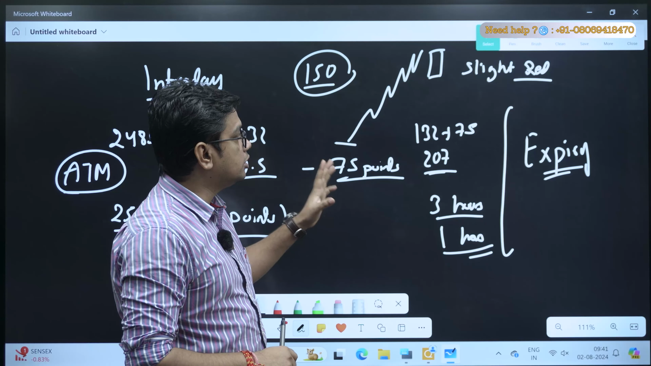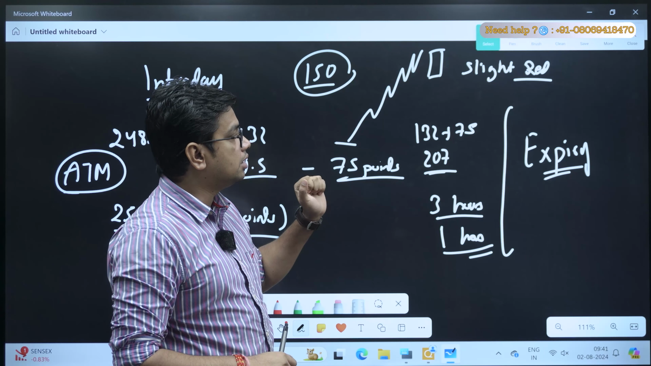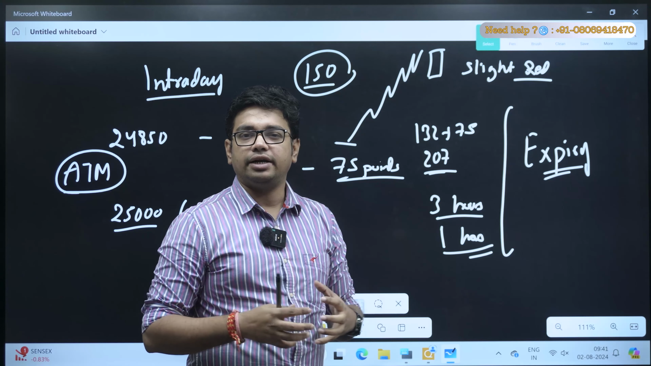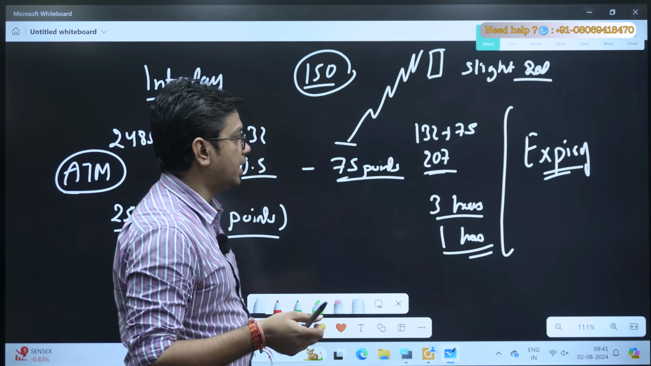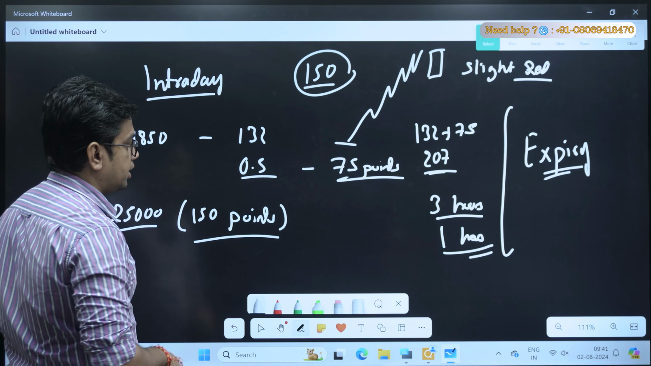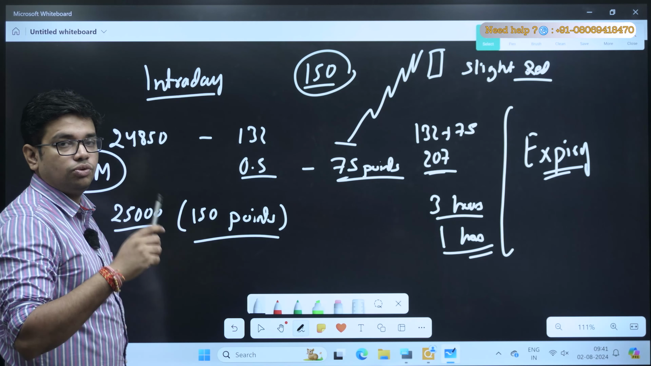Here the trailing stop loss, the trailing profit, will be very complicated. You can see it is difficult on the expiry or before the expiry. So this is how you are going to take the trade in intraday. So in intraday, always consider going for the ATM.